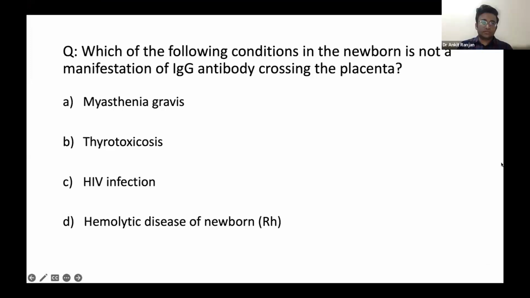So the first question is an MCQ. One option is correct. Which of the following conditions in the newborn is not a manifestation of IgG antibody crossing the placenta? The first option is myasthenia gravis. Second is neonatal thyrotoxicosis, third is HIV infection in the newborn, and fourth is hemolytic disease of the newborn or erythroblastosis kind of phenomenon.